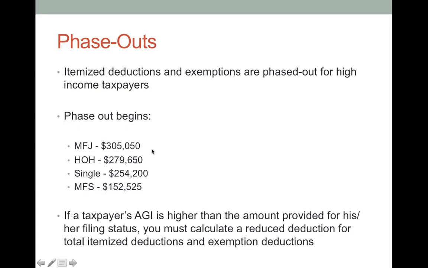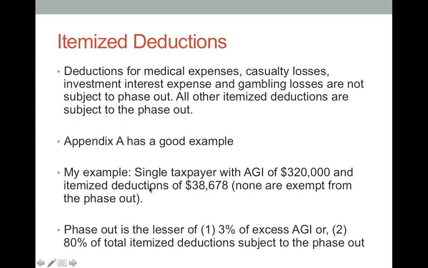So basically, based on your filing status, if your AGI is higher than this threshold, then you don't get to deduct 100% of your itemized deductions, and you do not get to deduct 100% of your exemption deduction, okay? Both itemized deductions and your personal and dependency exemption deduction are limited or reduced if your AGI is in excess of these thresholds. So let's look at how we apply the phase-out for itemized deductions.